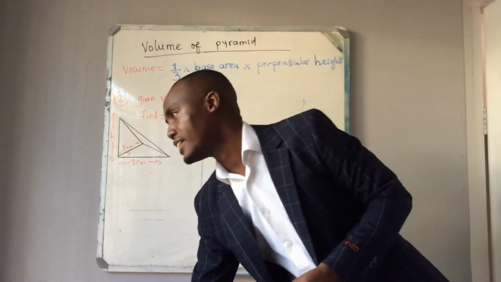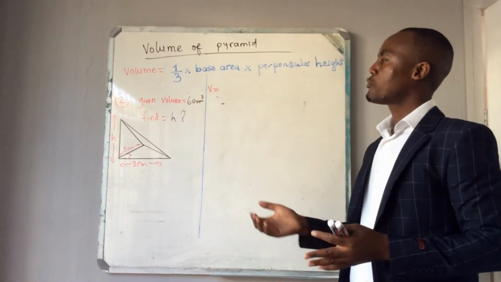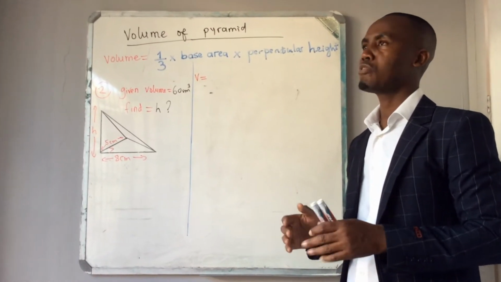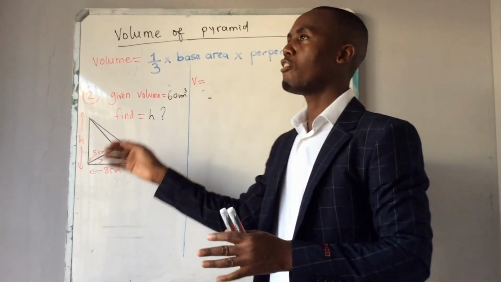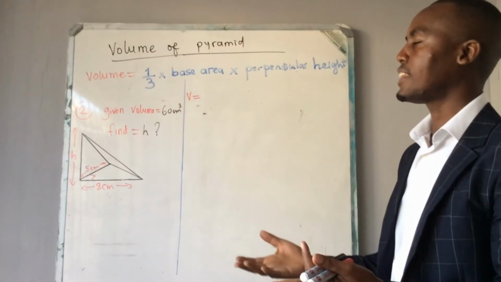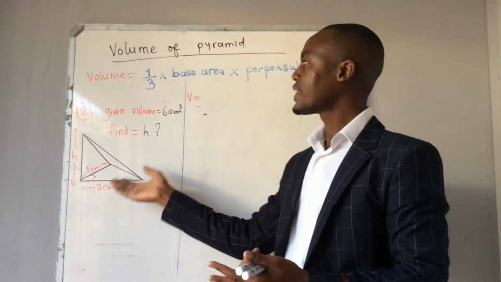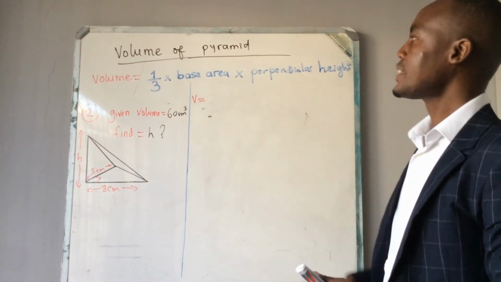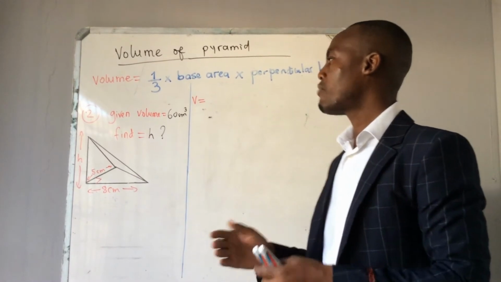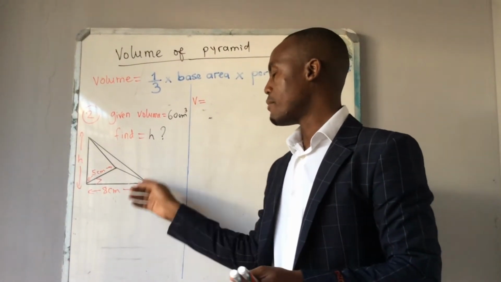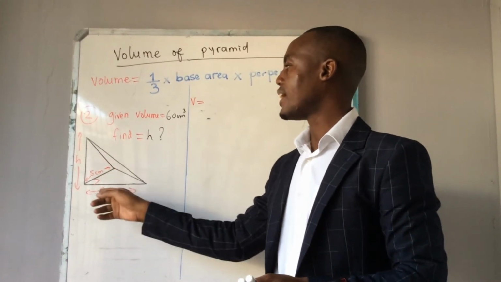Now, one of the ways to find the volume of a pyramid is to first of all find the area of the base. In this case, we have a triangle. So we need to find the area of that triangle first of all, and then we can multiply with the perpendicular height.